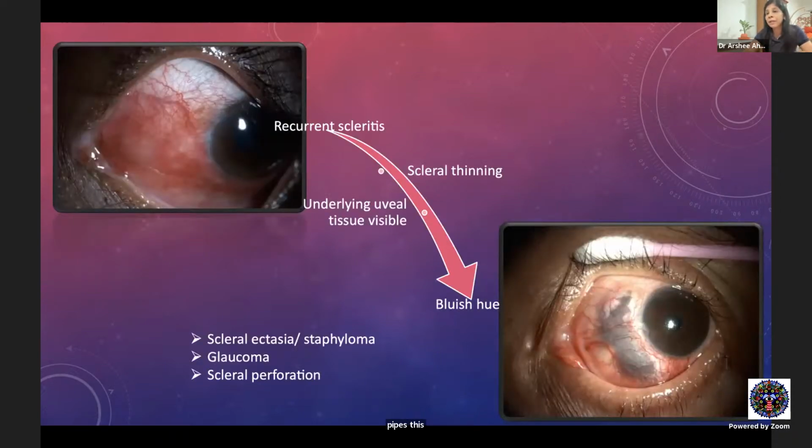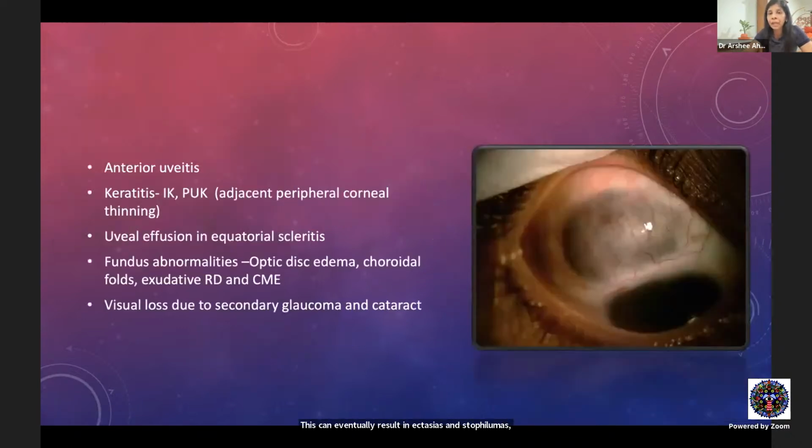So what would happen when you get recurrent scleritis? When there is recurrent scleritis, the overlying sclera starts thinning over a period of time. The underlying uveal tissue would become visible, and it gives rise to this classic bluish hue which we see in these patients over a period of time. This can eventually result in ectasias and staphylomas, and if it is very severe thinning, it can ultimately perforate the globe. What are the other complications you can see or encounter in a patient with scleritis?